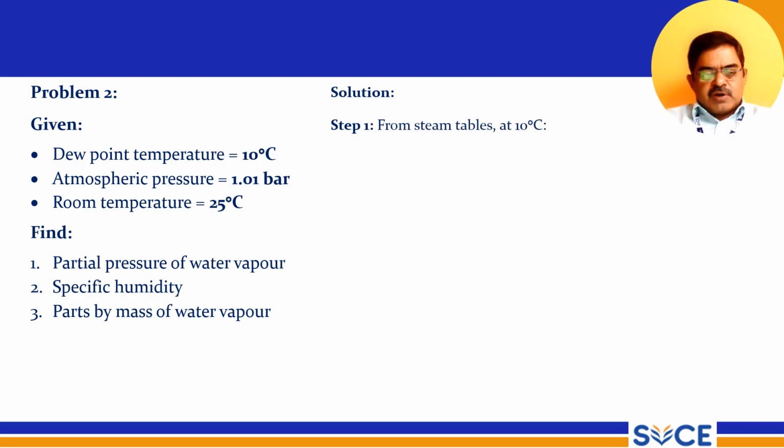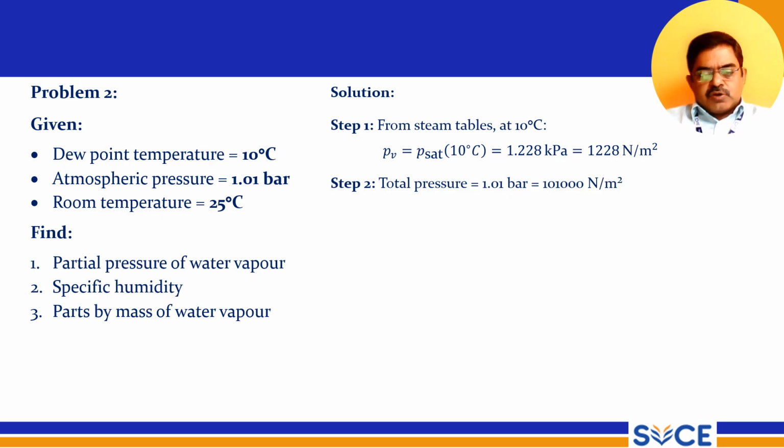So step 1, from steam tables at 10 degrees Celsius, PV is P saturation. At 10 degrees Celsius it is 1.228 kPa, so 1228 Newton per meter square. So this we have to find out from steam tables. In the earlier problem also we found it from steam tables only. Total pressure that is given is 1.01 bar. So we are converting that into Newton per meter square.